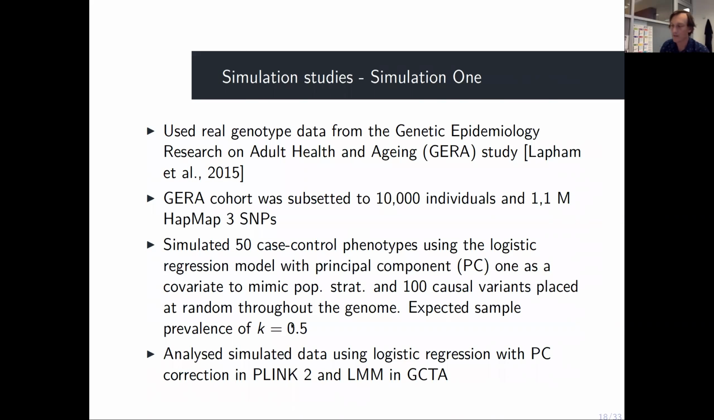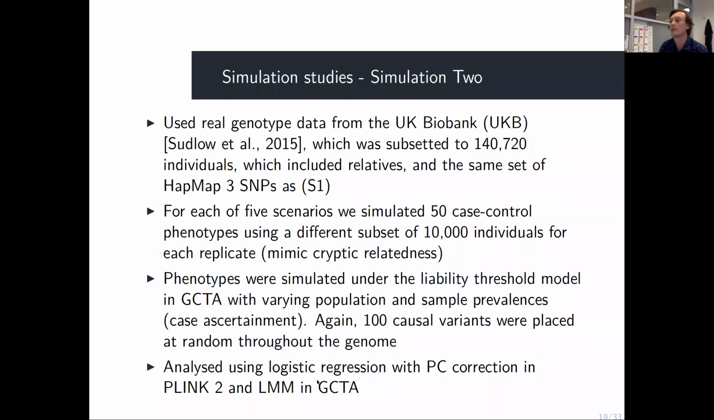So I analyzed the simulated phenotypes using logistic regression with PC correction in Plink, and the linear mixed model in GCTA. In the second simulation, we used real genotype data again from the UK Biobank, and this was before the second release, and so we took the set of 140,000 individuals, which included relatedness, and the same set of HapMap3 SNPs as in simulation 1.